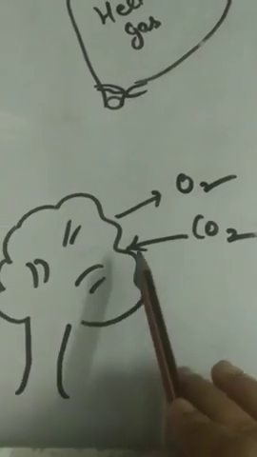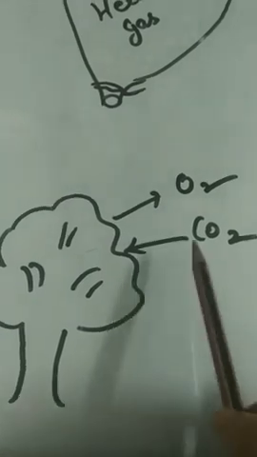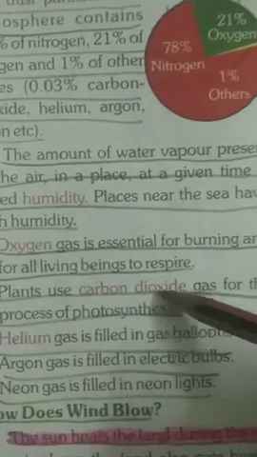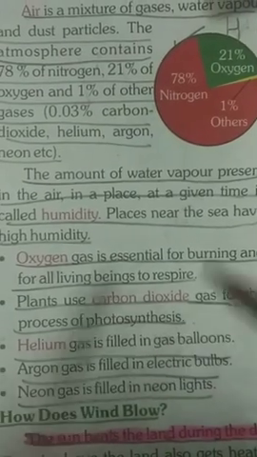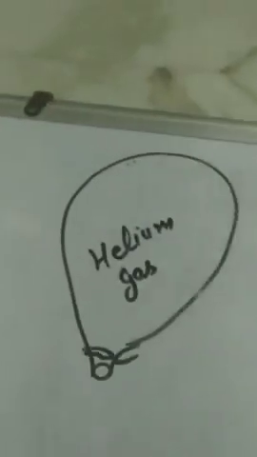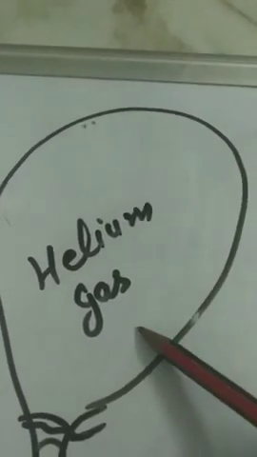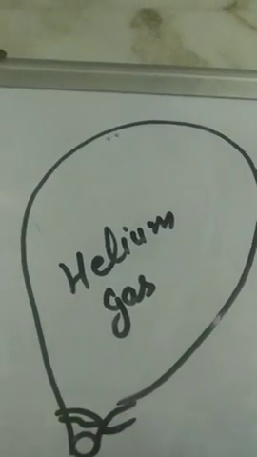Carbon dioxide is used by the plants for the photosynthesis process and it releases oxygen for humans. So second point, plants use carbon dioxide gas for the process of photosynthesis. Next one, helium gas is filled in the gas balloon. So in a gas balloon, helium gas is filled so that we can know the direction of the air.